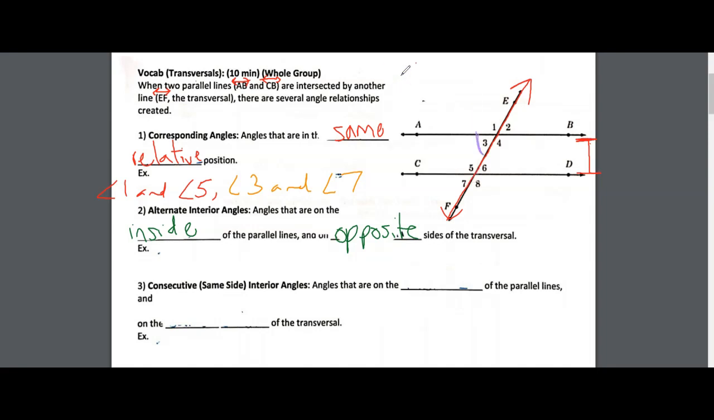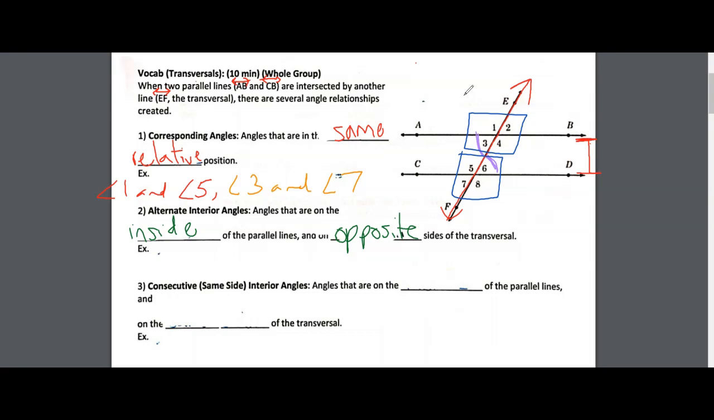Let's pick angle 3. So alternate interior angles, they have to be on the inside, but they have to be on opposite sides of that transversal. Opposite sides of the transversal, meaning it can't be on the same side that 3 is. So we have angle 3 and angle 6 is the one that's going to be alternate interior to angle 3. And the reason we're not doing angle 3 and angle 4 is because we're taking one angle from this top section and one angle from this bottom section. So angle 3 and angle 6 are the only two angles that are both inside the parallel lines and on opposite sides of the transversal.